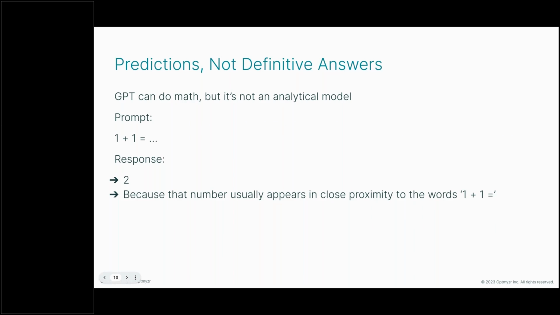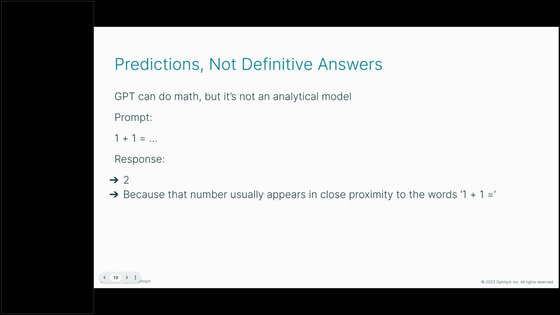Well, it can do math, but again, it's kind of on a predictive basis. So if you say 1 + 1 = ..., well, it looks for the response and it's probably going to be correct and say that the answer is 2, but that's only because that number usually appears in close proximity to the individual words 1 + 1 =.